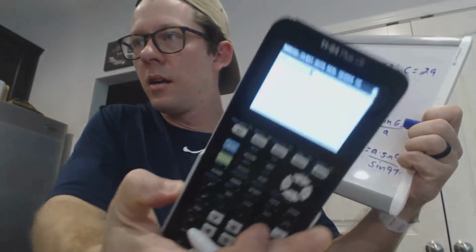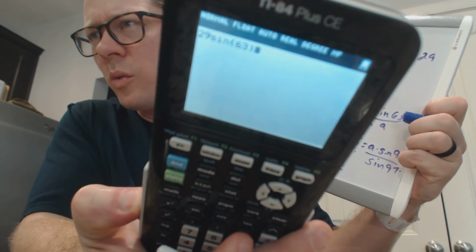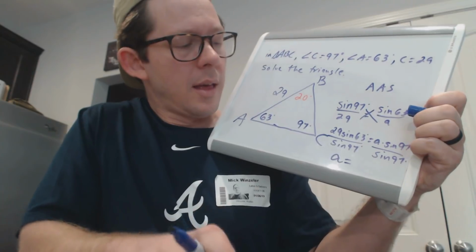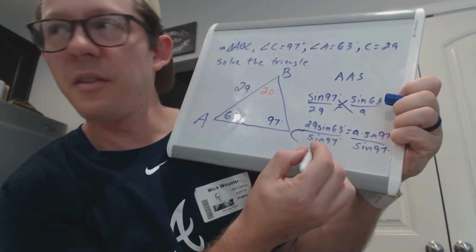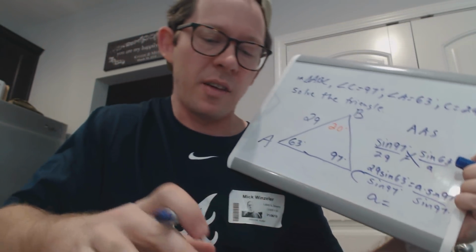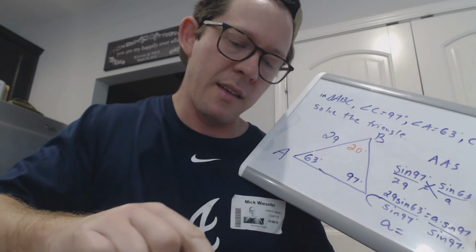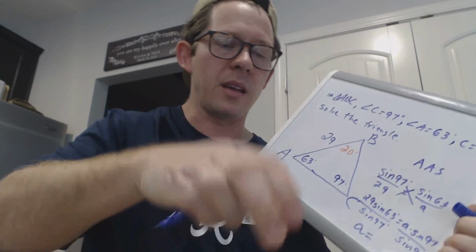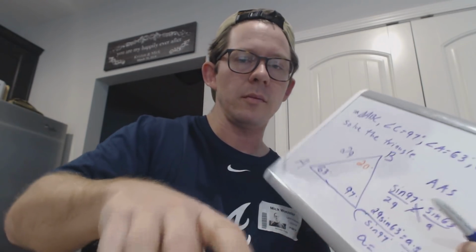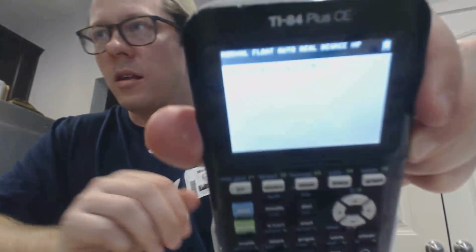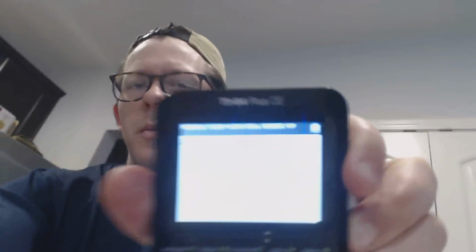So if you look right there, 29 sine 63. What am I going to divide that by? I'm going to divide it by sine 97. You can type in that expression just like this. Let me get you a little better shot. Hold on a second, let me see if I can focus it now. Here we go.